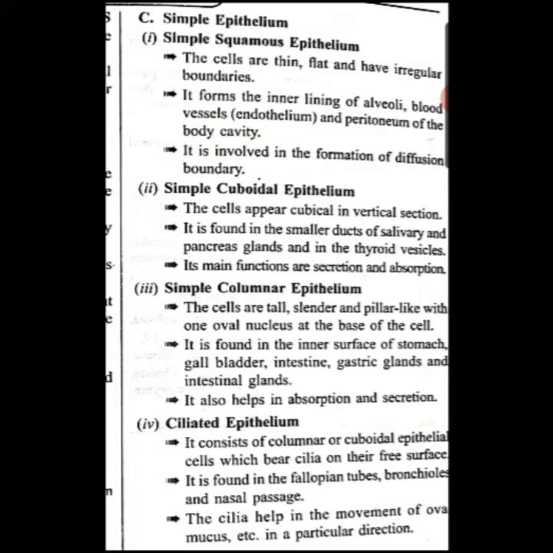Next we have the columnar epithelium, which is again a modification of the cuboidal epithelium itself. They are tall, slender, pillar-like cells which have one oval nucleus at the base of the cell. They are found in the inner surface of stomach, gallbladder, intestine, gastric glands and the intestinal glands. They are responsible for absorption as well as secretion.